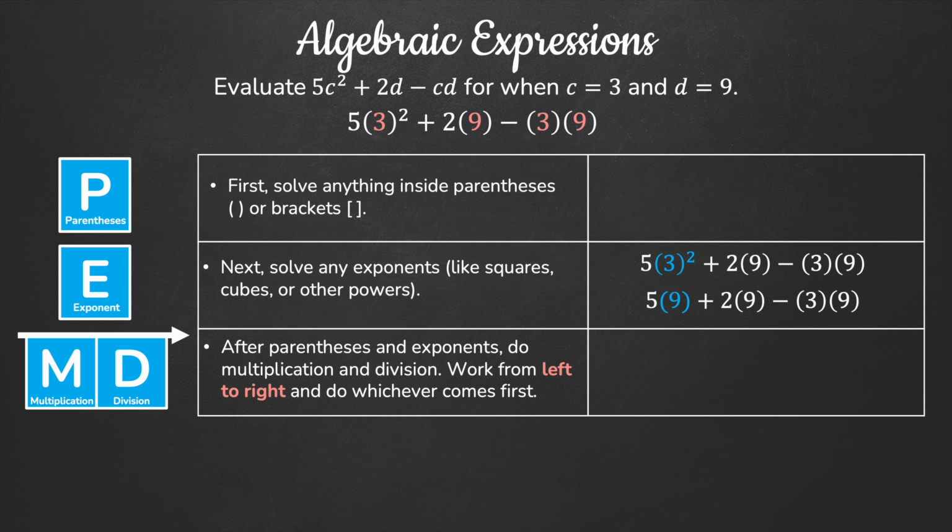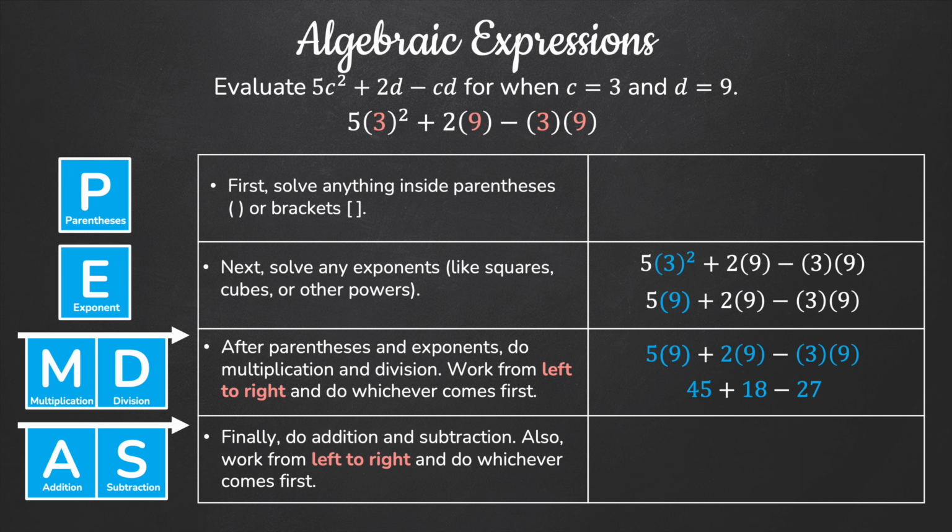Next, we have multiplication and division. And in this case, we don't have division, but we have multiplication. And 5 times 9 is equal to 45. 2 times 9 is equal to 18. And 3 times 9 is equal to 27.